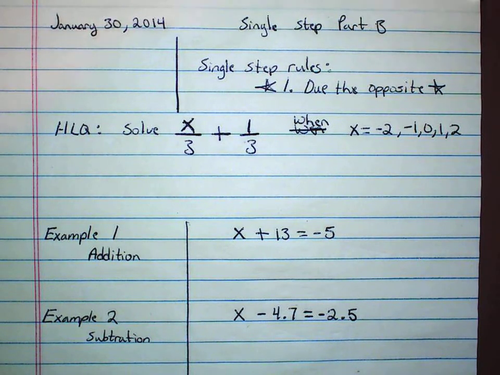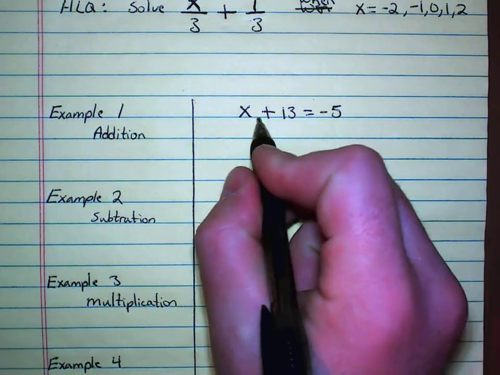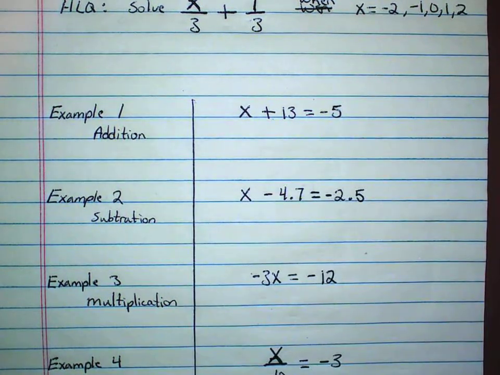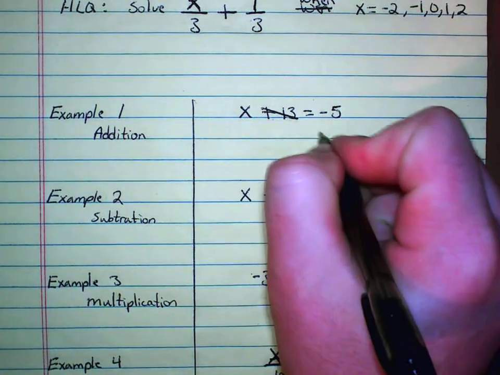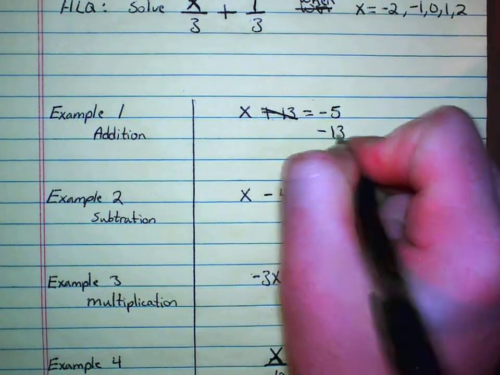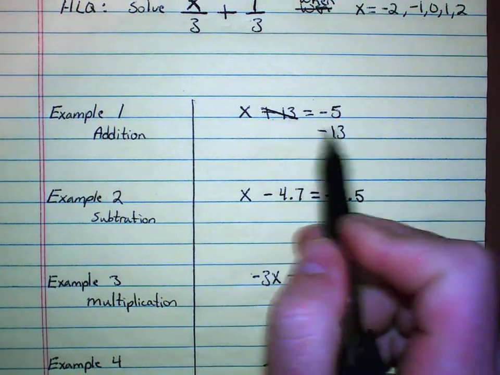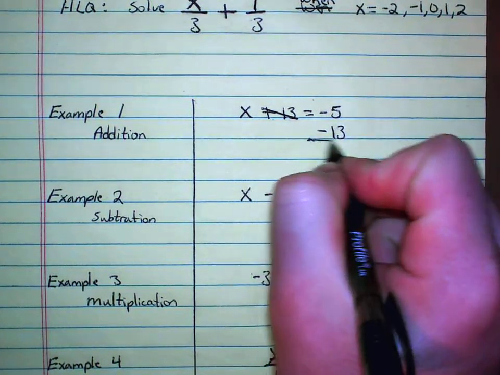Alright, example 1. We're going to start again with addition. So, x plus 13. Our rule, do the opposite. We're not going to add 13. We are going to subtract 13. Now I'm going to put this on a number line. This seems to be a problem that we're having a lot of.